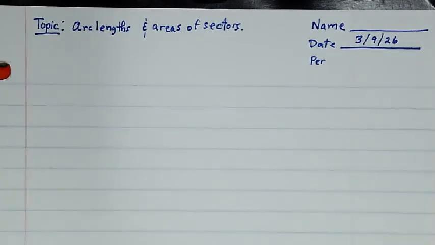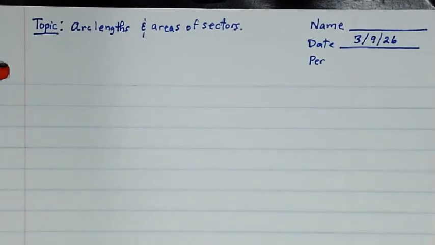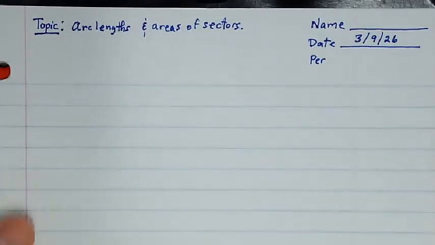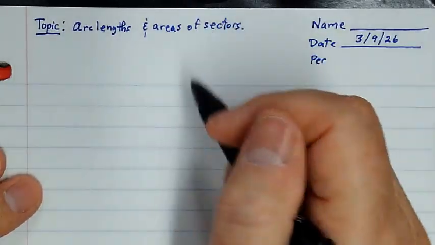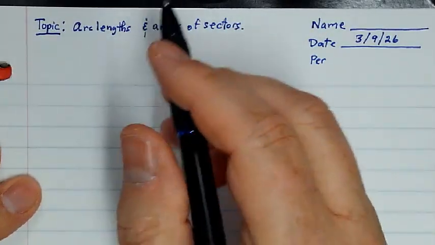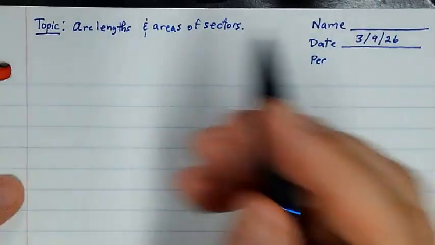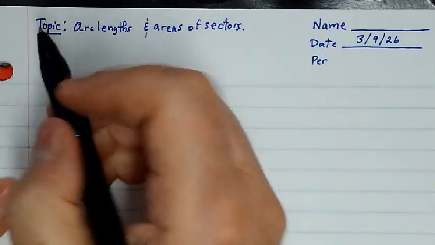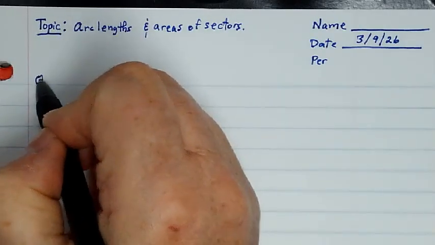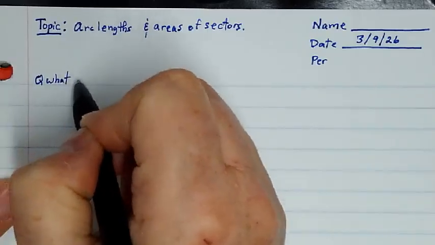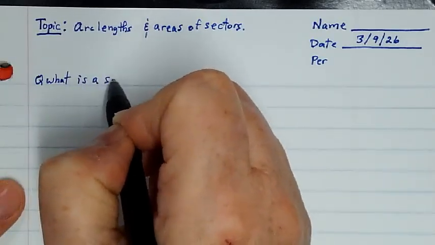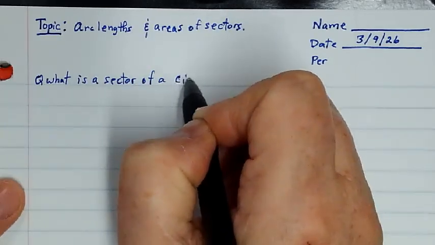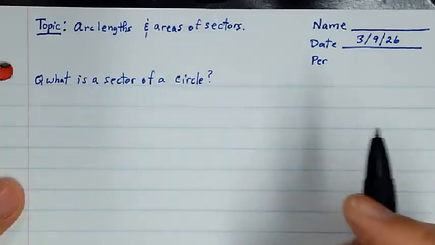All right, kids. Today I'm going to talk to you about arc lengths and areas of sectors. The first thing I want to do is talk to you about the essential question: what is a sector? Okay, so question: what is a sector of a circle in the first place?